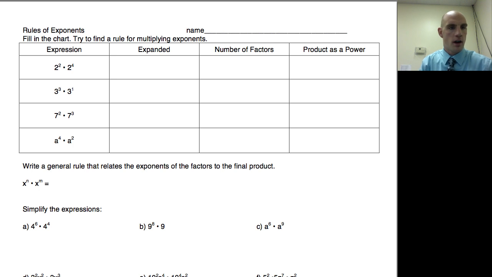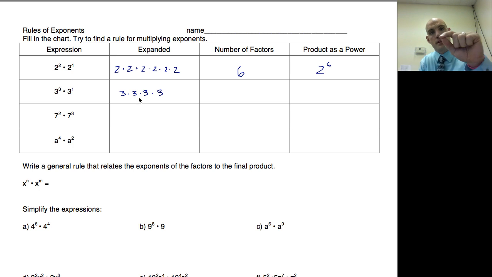If we look at this chart, we're given 4 problems, and the 4 problems are listed on the left. And if I look at what these exactly mean, I've got 2 squared times 2 to the 4th. Well, if I expand that out, I know that that's 2 times 2 times 2 times 2 times 2 times 2. That's not necessarily a new thing for us, but we end up having 6 of them. We have 6 2's. And so if I was going to write it as a power, I've got 2 to the 6th power.